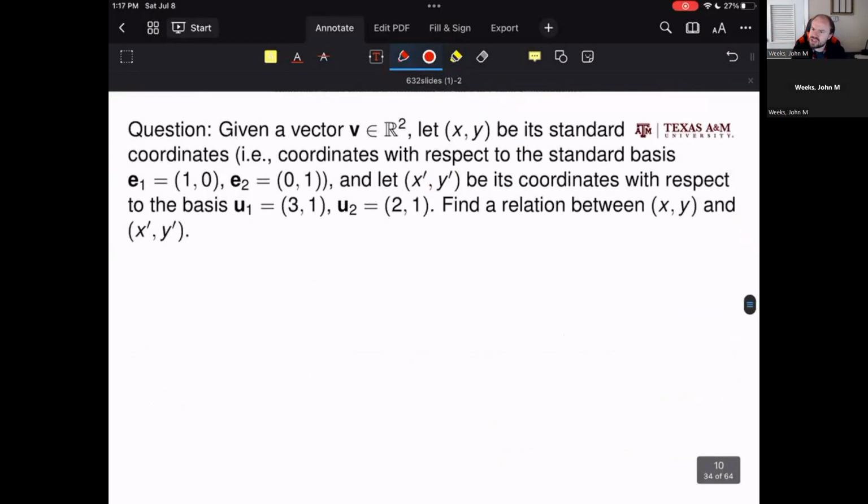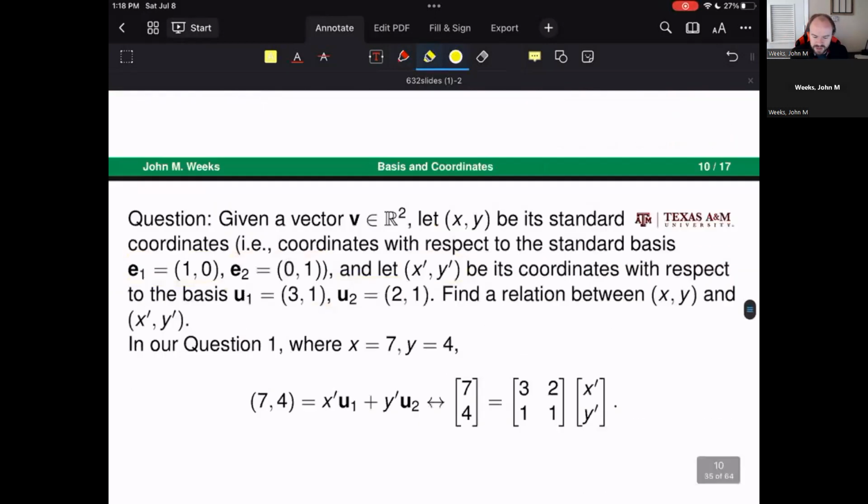Let's connect these two questions together into one picture. Given a vector v, let x, y be its standard coordinates, that is, with respect to e1 and e2. And let x prime, y prime, like we have been before, be its coordinates with respect to the basis u1 and u2. Let's try and find a relation between these two. Let's see if we can find an equation such that, given any x, y, I can find an x prime, y prime, or vice versa. Is there a way to find a linear relationship between these two?